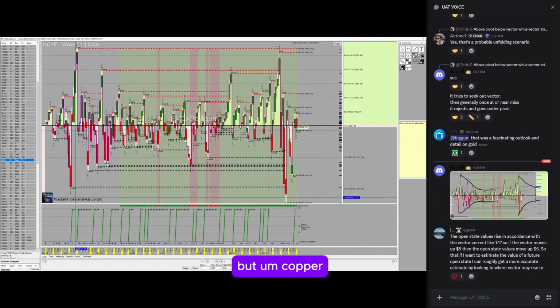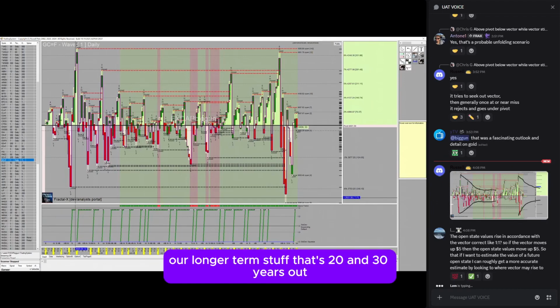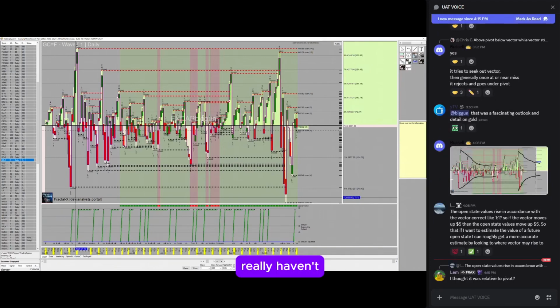But copper, so we have trusts. One of them I have in fuels, because until we can come up with some revolution in the U.S. for mechanical power other than fossil fuels, that's pretty much where the economy is going to lie. Some of them I have in fossil fuels, our longer term stuff that's 20 and 30 years out. Metals I really haven't messed with too much. They've been kind of lagging. Now they finally have picked up. It's taken forever, 20 years, 30 years, really.